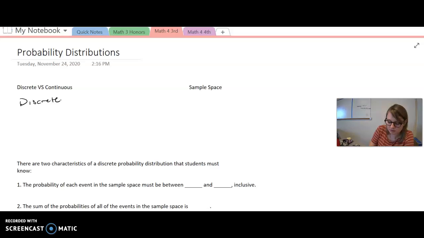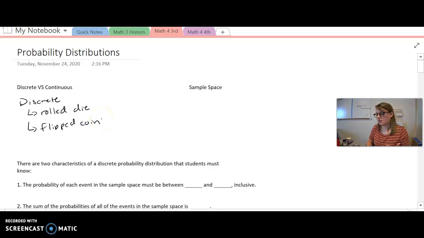So for example, if we roll a die, we will always get either 1, 2, 3, 4, 5, 6, something like that. Same with flipping a coin. You're either going to get heads or tails. There's nothing really in between that. So that's what discrete is.